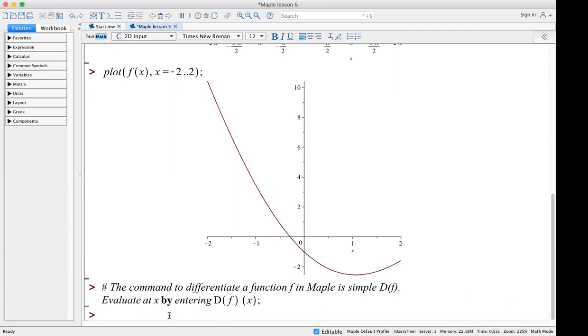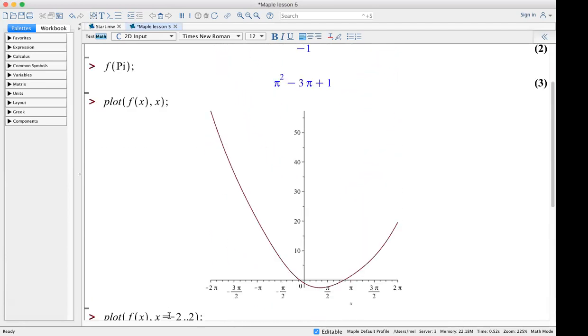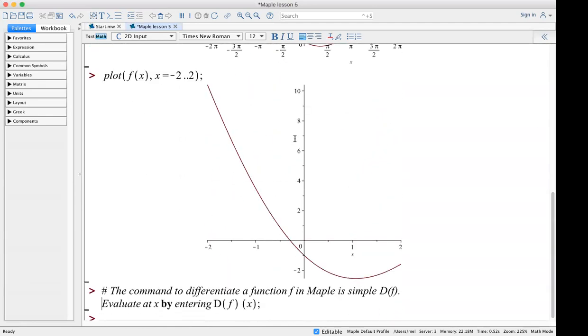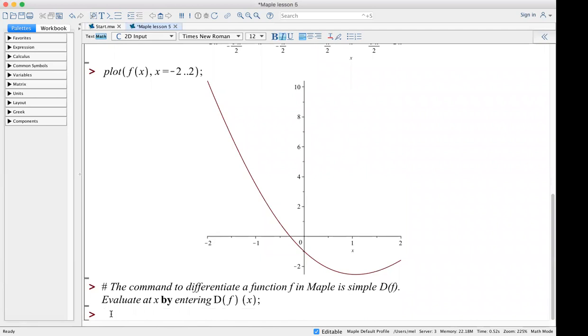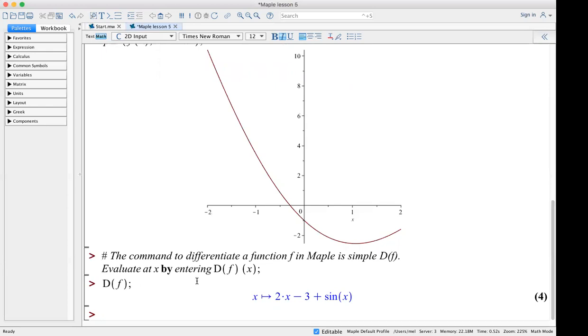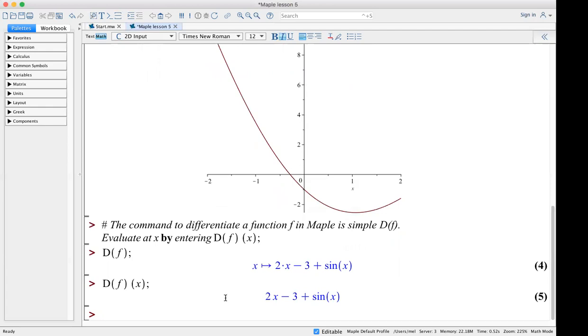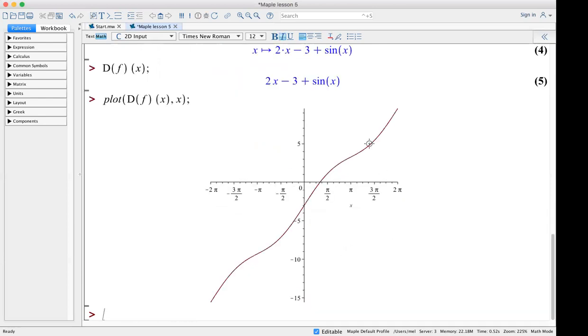So for example, for this function that we have here, D of f is the function x goes to this, or D of f evaluated at x is that. And if we want to plot the derivative, we plot D of f of x. And this is what the derivative looks like. It's like 2x minus 3, a straight line with this oscillation added on.